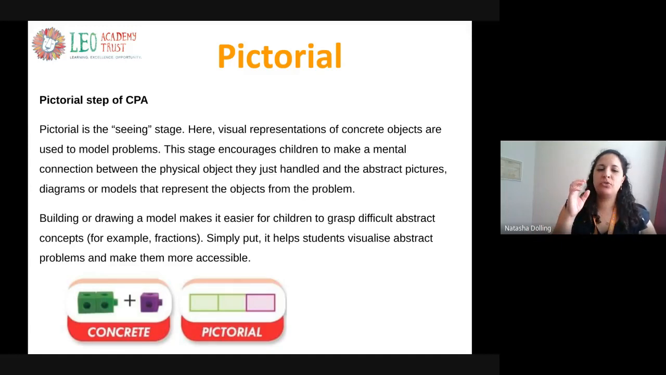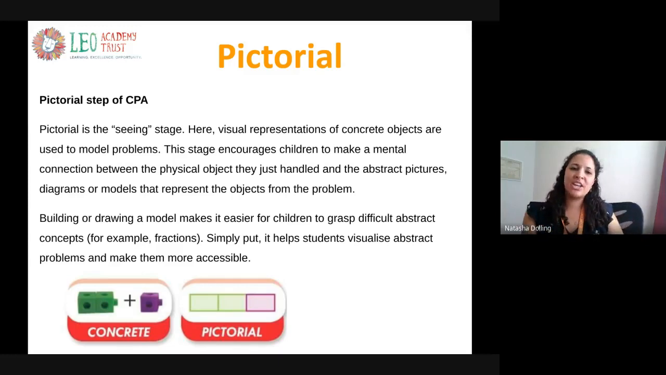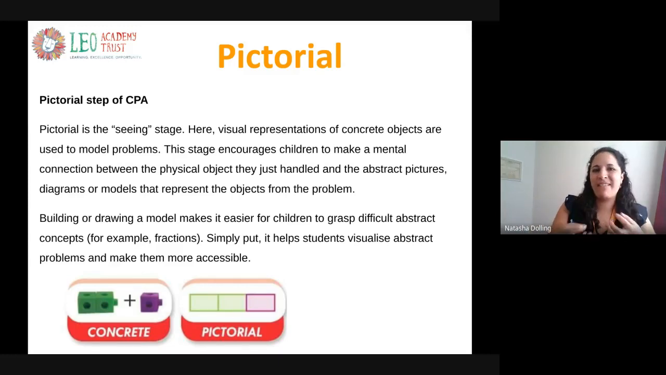Essentially, it's helping children internalize those concrete structures and then almost visualize them on paper or in a way that they have drawn or that they have made. Very, very important for problem solving. And that's throughout all the year groups, that pictorial representation of what it is you are having to do.